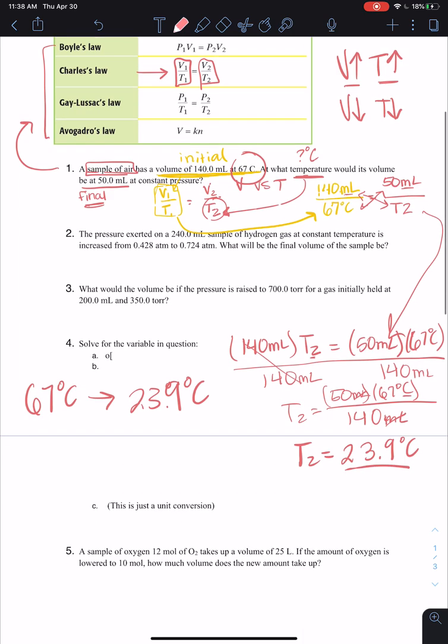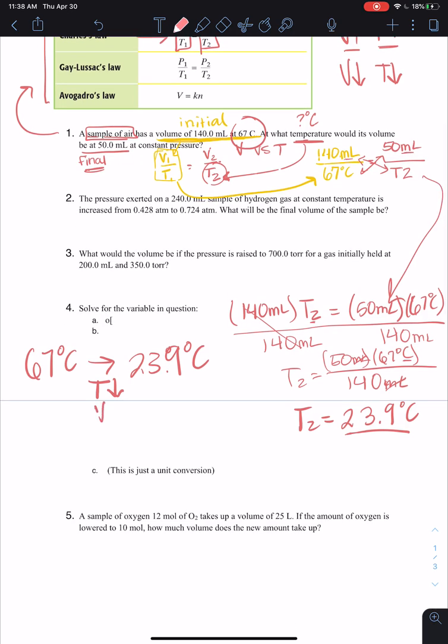So what happened to our temperature? Did it increase or decrease? Well, clearly it decreased. So we need to make sure that our volume also decreased. Well, our initial volume was 140 milliliters and our final volume was 50 milliliters. And that was a decrease in volume. So this is our answer and it makes sense, okay? So that's what we do here.